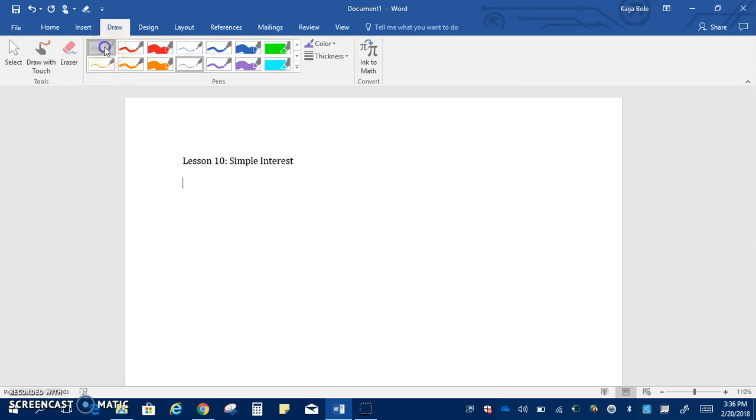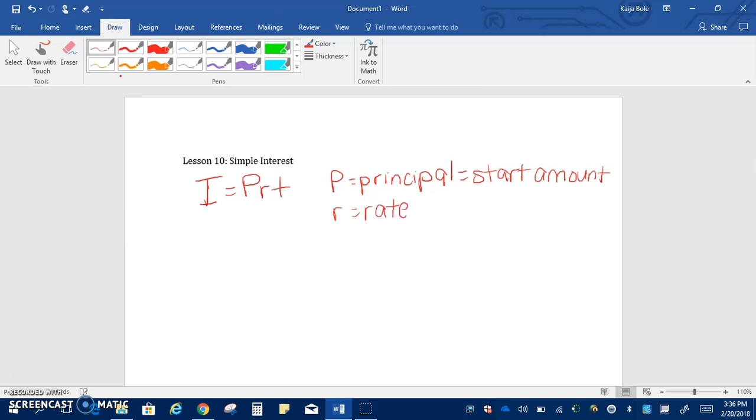So at the top of your paper, we have this equation. We have I equals PRT, where P is our principal, which is pretty much what you start with, so your starting amount. The R is our rate, which is our interest rate, and you need to change percents to decimals. Please write that down. Percents to decimals. And then our last is T, which is time, which is going to be in years for now.